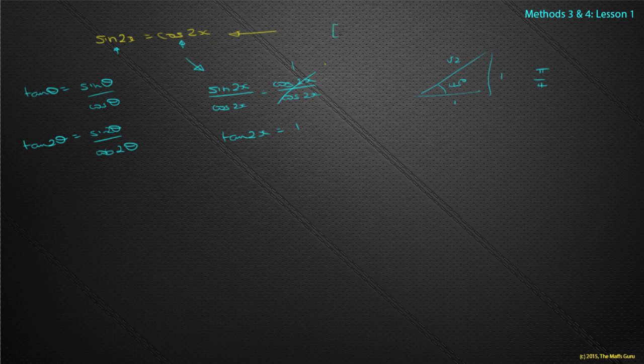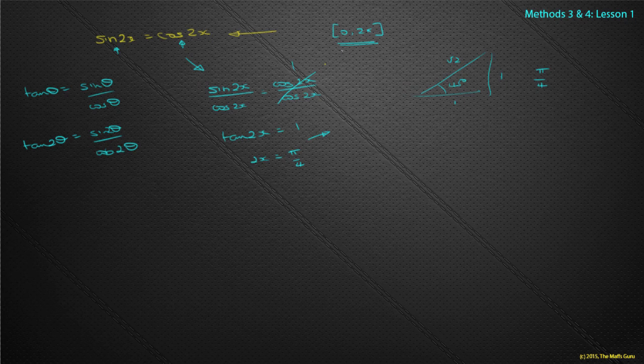Using my triangles where I have 1, 1 and root 2, I know that my first solution would be 45 degrees, or in this case pi on 4, and let's define my domain between 0 and 2 pi. So I can now say that 2x has a solution of pi on 4, and because I know that my tan graph repeats every pi, I'm just going to add on pi to each of these values. And again, we have to go back and think.